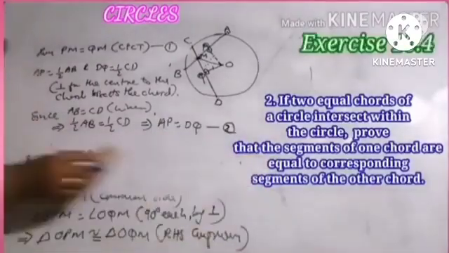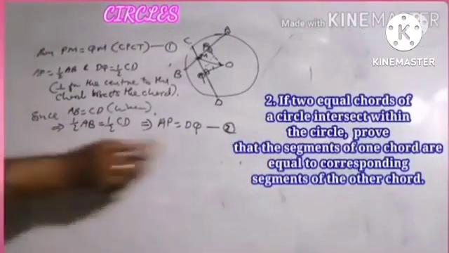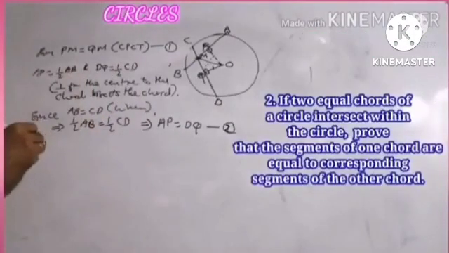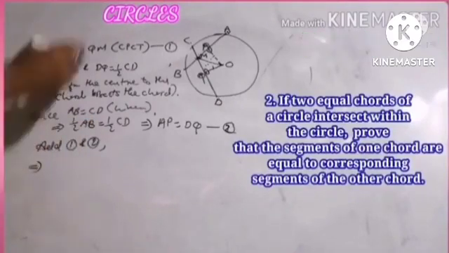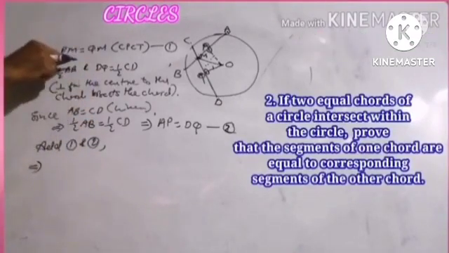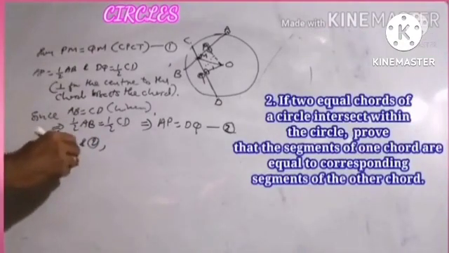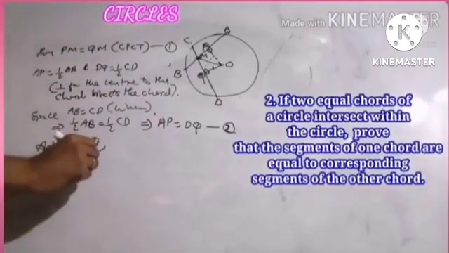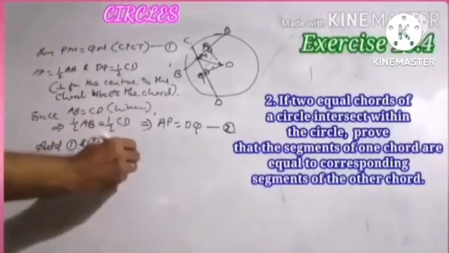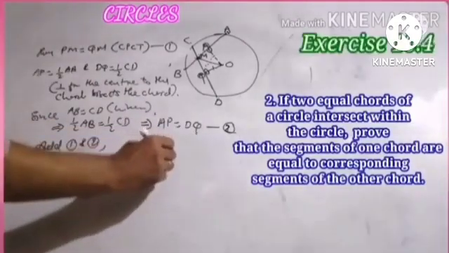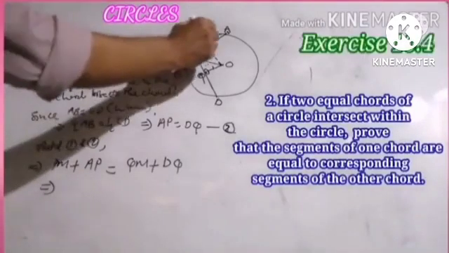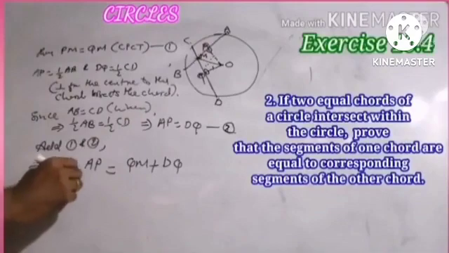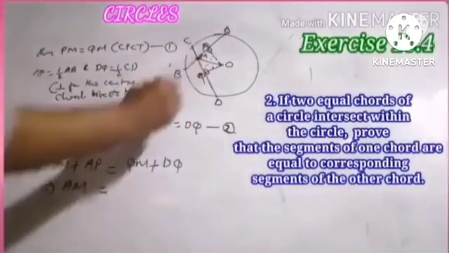Now add 1 and 2. What do we get when two equations are added? Add the left side, which is PM plus the left of the second equation, AP, equal to the right side, QM plus the right side of the second, DQ. Now write the sum. What is PM plus AP from the figure? PM plus AP is AM. AM equals QM plus DQ, which is DM.